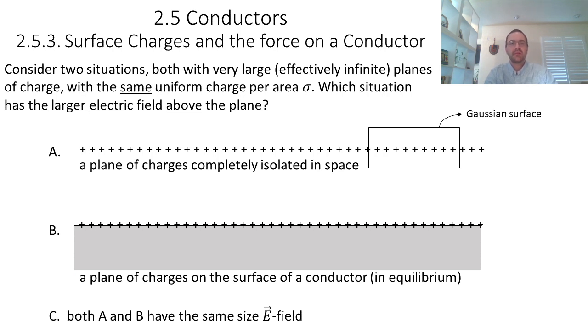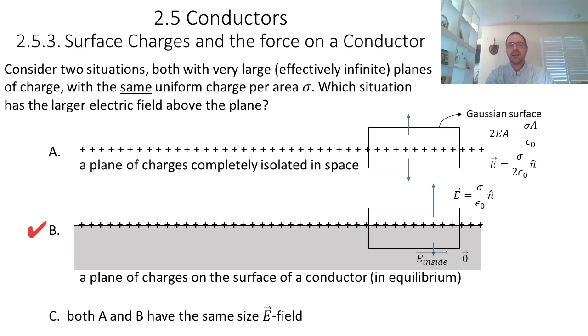If you answered B, then you're correct. Look at the isolated plane in A first. We have already done that before, but it's good to do it again. We know by symmetry that the electric field on both sides is the same, so the total flux of electric field going through our Gaussian surface is 2E times A, and the enclosed charge is sigma A. So Gauss's law gives us 2EA equal sigma A over epsilon naught. That gives us E equal sigma over 2 epsilon naught n hat.